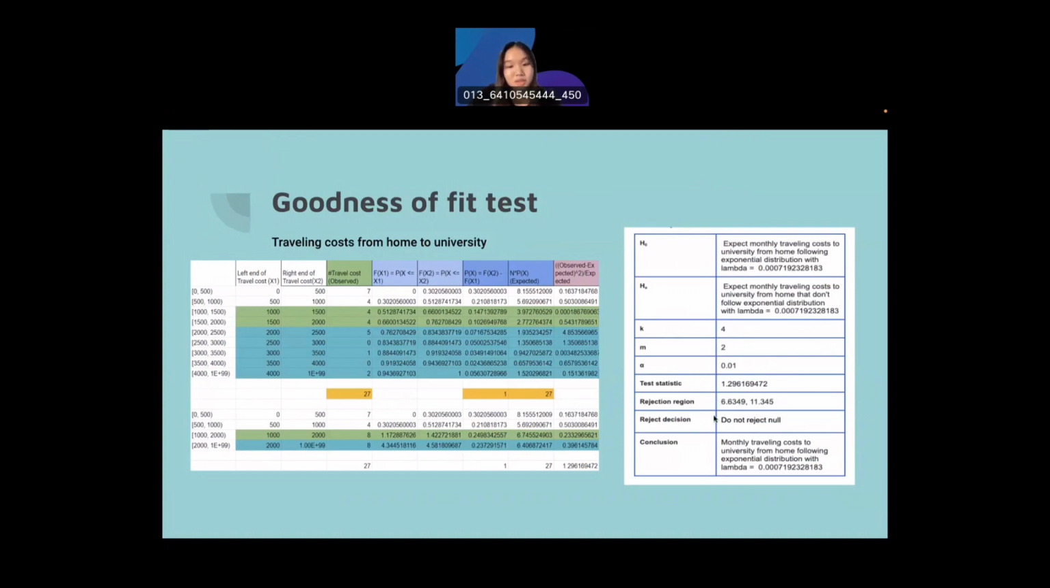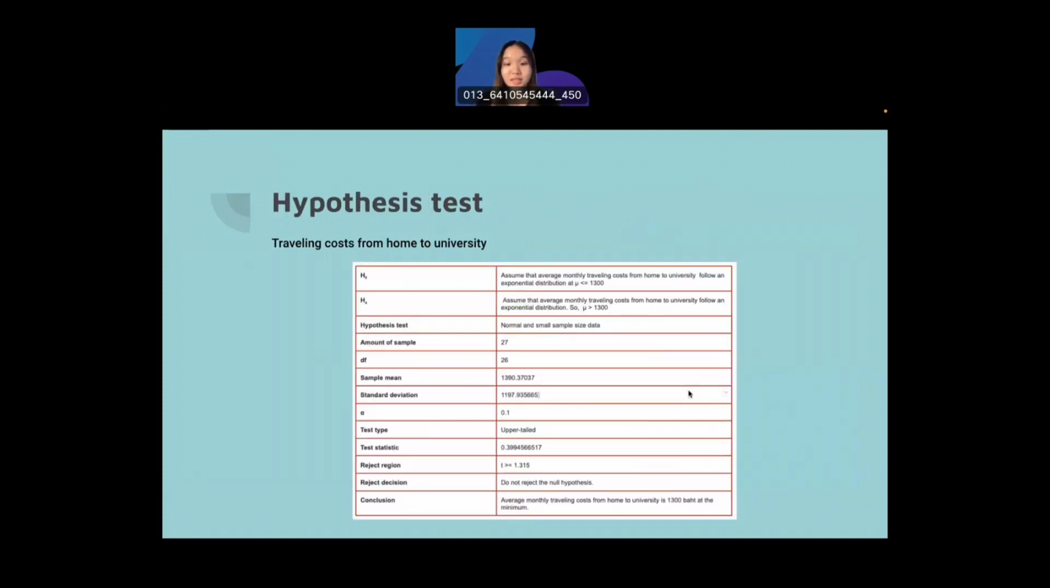In conclusion for this test, monthly traveling costs from home to the university follow an exponential distribution with lambda equal to 0.0007.